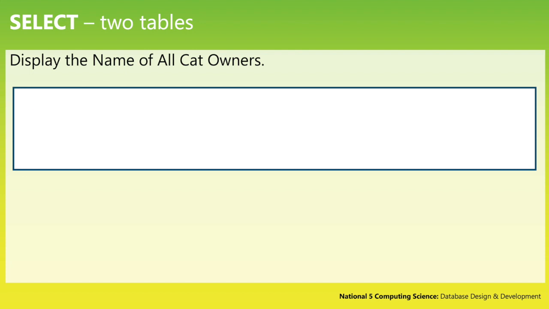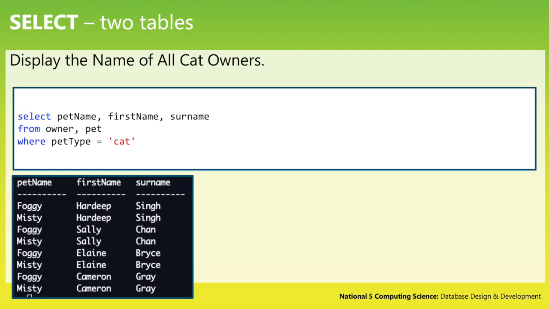So we want to display the pet name, the first name, and the surname. This information is coming from the owner table and the pet table. And it was cat owners we were looking for, so we say where pet type equals cat. Let's now run this query. And you'll see that, by the looks of it, Foggy and Misty are owned by every owner in our database. Let's have a look at why that is.